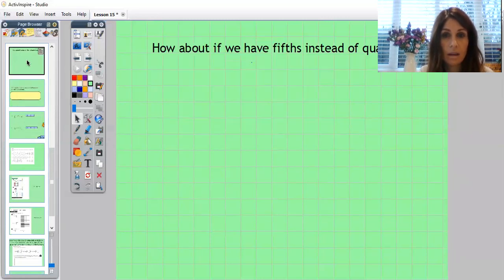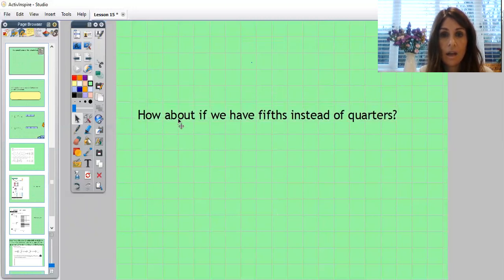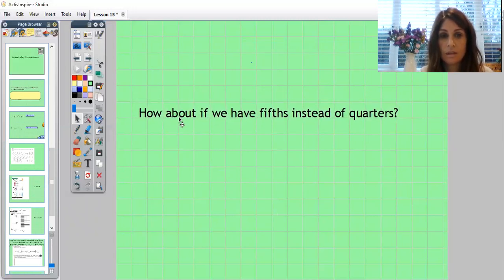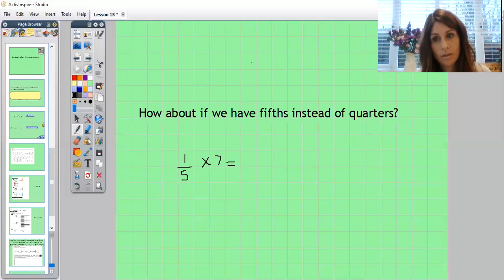So let's have a little look at this question then. What about if we have fifths instead of quarters? So let's say I have 1/5 multiplied by 7. And what is that equal to? Now notice how last time I had the whole number first and the fraction second. This time I've put the whole number second. As we know, it doesn't actually matter which way round we put our number or our fraction when we're multiplying. So we can put it in either order. So I've done it the other way around this time.